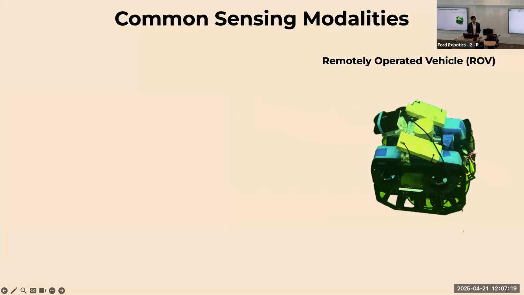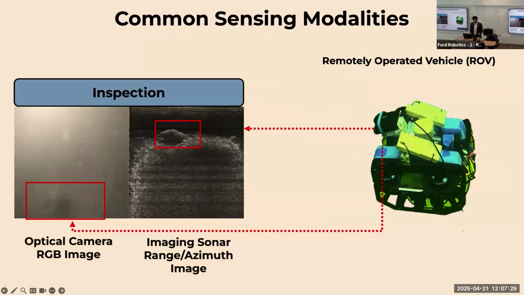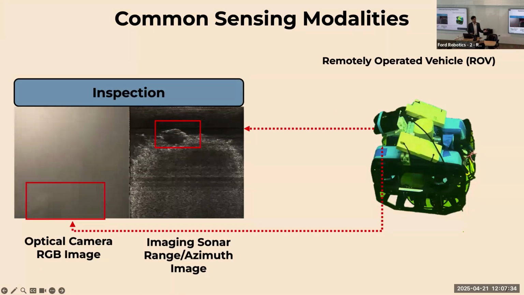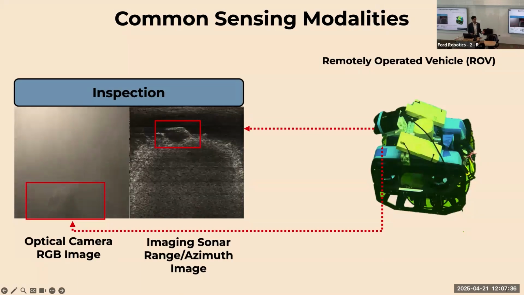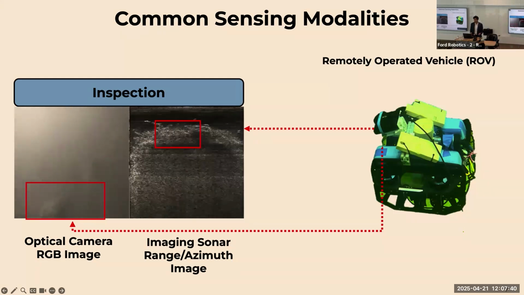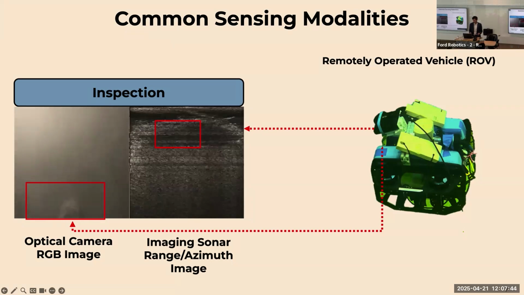Another class of autonomous underwater vehicle is the ROV, or remotely operated vehicle, which are usually smaller and meant for more close-range inspections. These can be mounted with traditional cameras and also imaging sonar. Now there's a few differences between these sensing modalities, namely that RGB images suffer from local lighting conditions and can be severely degraded due to haze and turbidity of the water. However, imaging sonar is a sound-based sensor and doesn't really fall into these pitfalls.